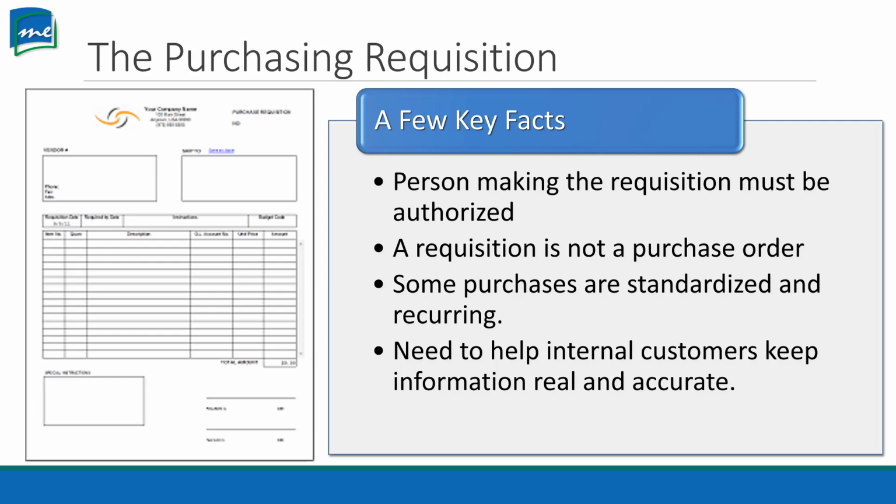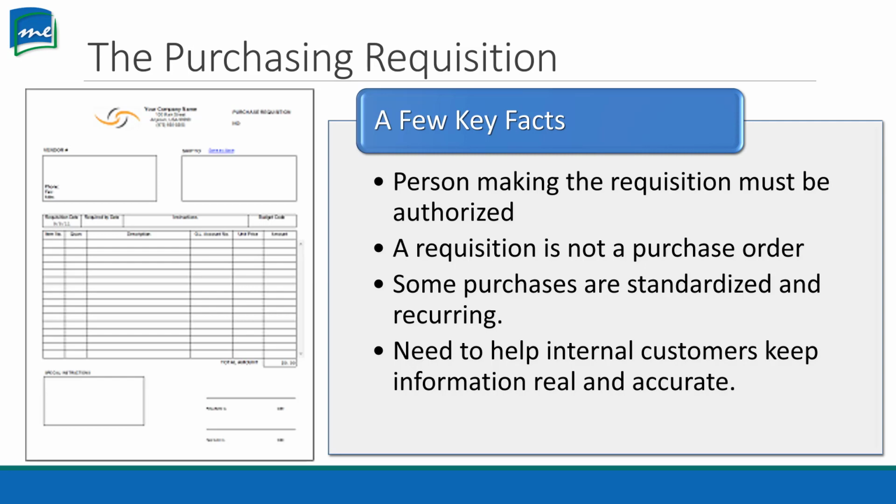So most sections will have a specific person that's authorized to make these requisitions, or at least sign off on them. Usually it's somebody with a supervision capability. Might be a supervisor, a team lead, might be a manager. Make sure that this person is authorized.